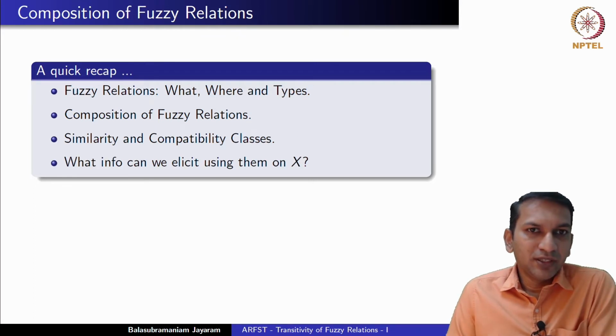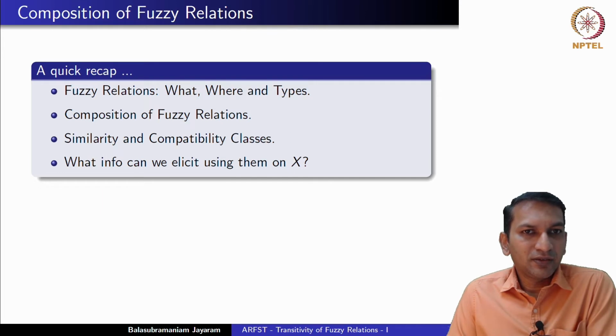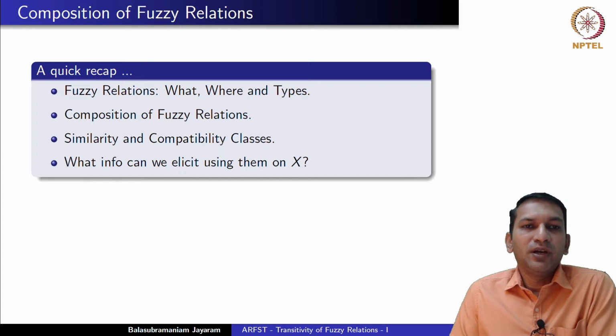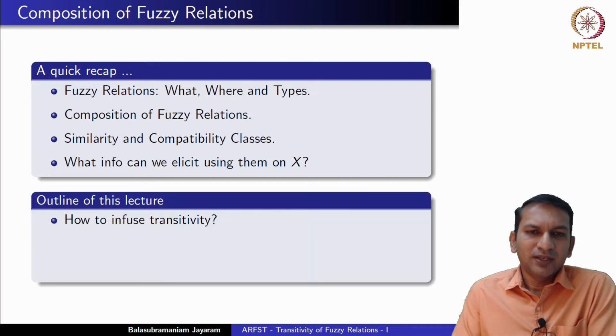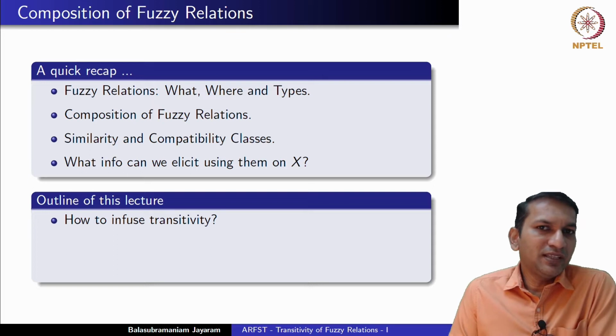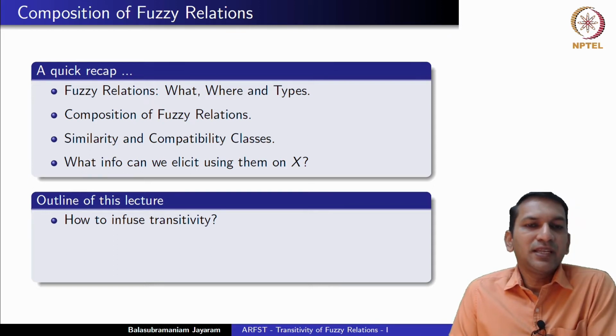It is our quest, using these special relations, to unearth some interesting information about the elements of X itself. In this quest, we will continue, and we have seen that transitivity plays an important role if you would like to actually come up with some kind of a partition on the underlying set X. If you would like to group objects based on their similarity levels, then transitivity plays an important role.